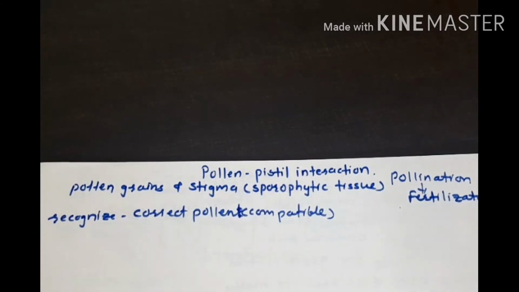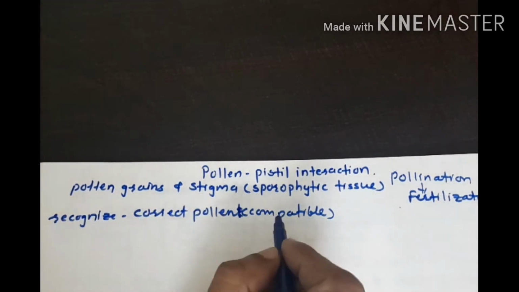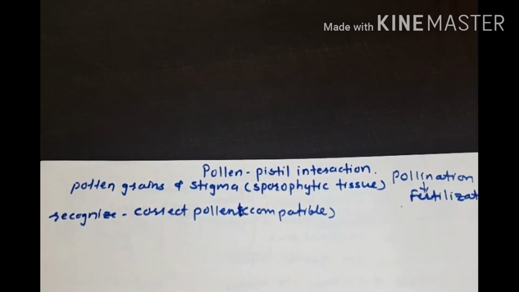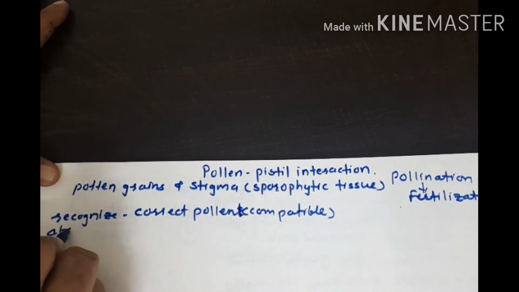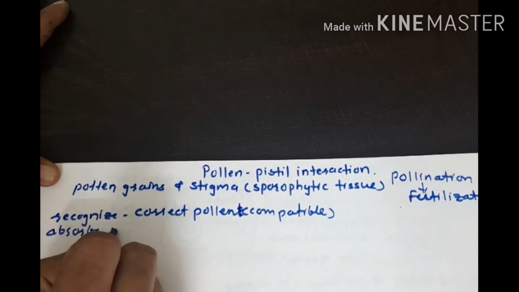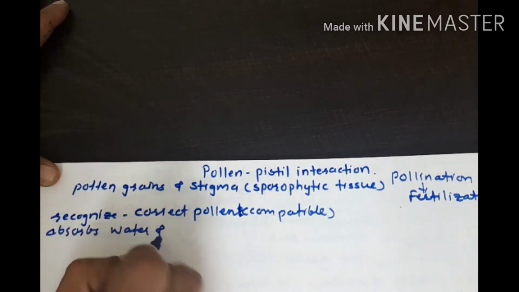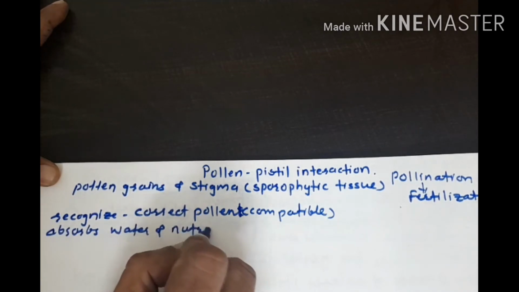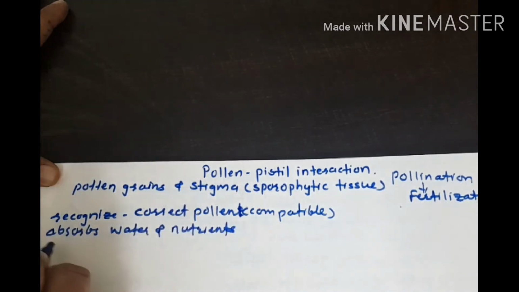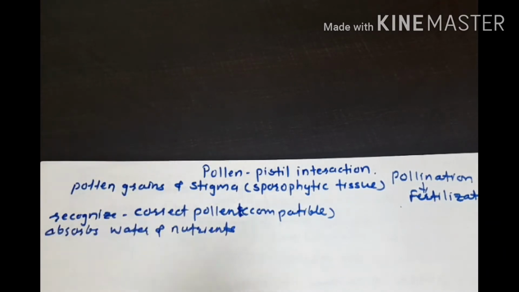That means pollen grains from another species or wrong pollens are not accepted by the pistil. It only accepts the pollen grains from the same species. That means correct pollen or compatible pollen. What does this compatible pollen do then? Compatible pollen absorbs water and nutrients from the surface of the stigma.